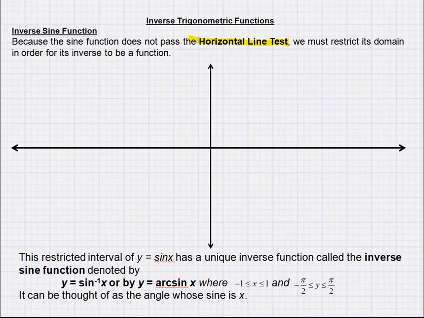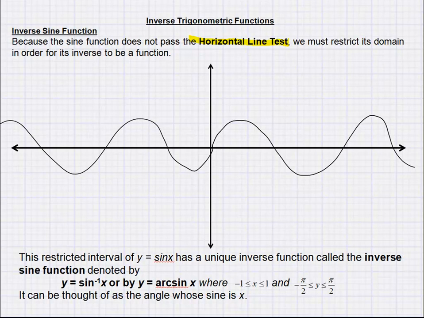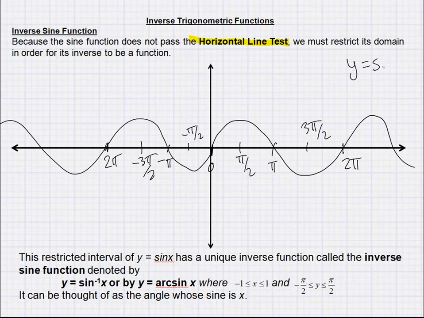Alright, so let's look at the sine function. We know that the sine function looks like this. It's got this 0, here's pi, here's 2 pi, this would be 3 pi halves, here would be pi halves. If I go the opposite way, this would be minus pi halves, here would be minus pi, here would be minus 3 pi halves, this would be minus 2 pi. Alright, so this is our sine function, y equals sine x. It's not one-to-one. Clearly, it does not pass the horizontal line test.